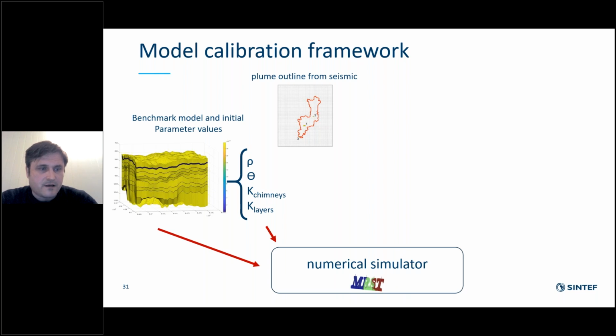We use the CO2 lab module of MRST for this forward simulation. Next view, please. So we get the result from the simulation. Next view.